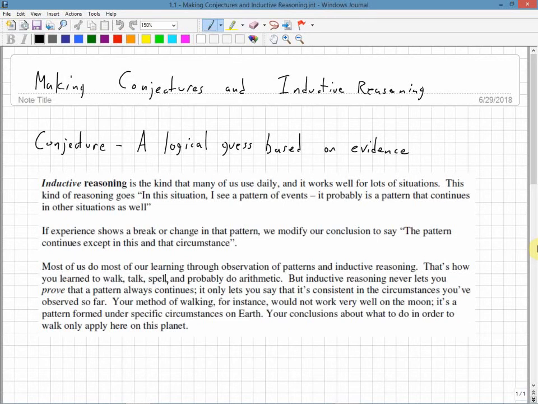But inductive reasoning never lets you prove that a pattern always continues. It only lets you say that it's consistent in the circumstances you've observed so far. So you cannot prove that it happens all the time in every situation.